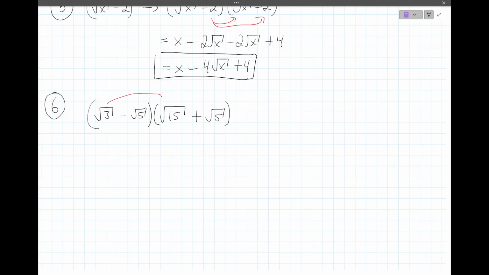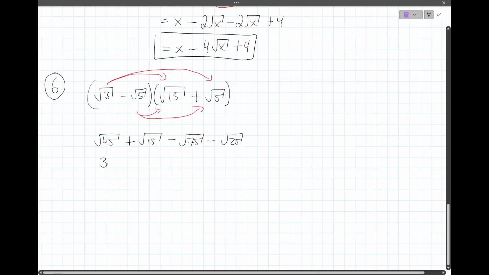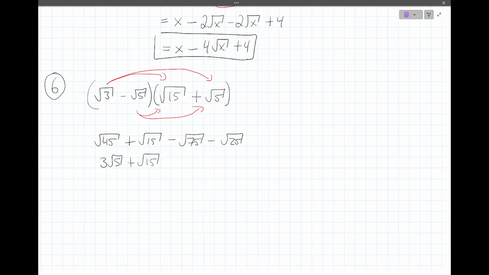And really, you're doing the same thing, right? Like FOILing is the go-to preferred way for a reason. It just makes things super simple for us. So I get root 45. I'm going to get root 15. I'm going to get minus root 75 here. And I'm going to get minus root 25 here, right? So I get a whole bunch of different areas. Let's simplify this. That becomes 3 root 5. This root 15 is all by itself. This is 5 root 3, right? That's 25, and this is 5.